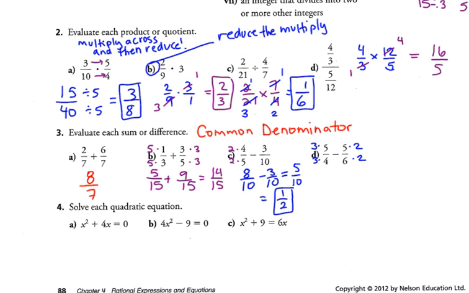Okay, 3 times 5. 15 over 12 minus 10 over 12, which gives us 5 over 12.